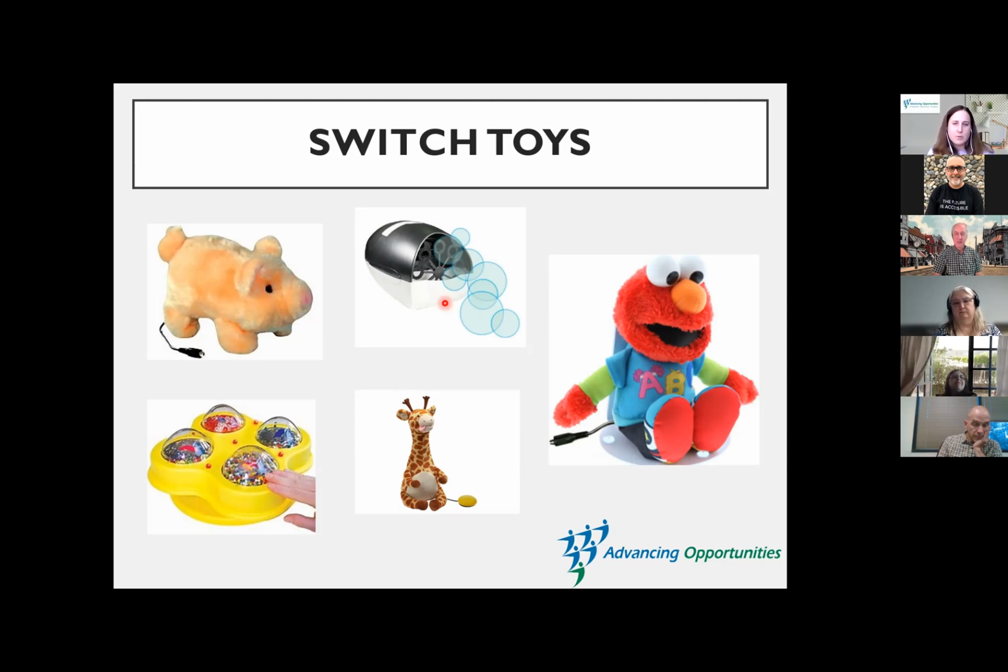We have the bubble toy like this. We also have one that's shaped like a train. And this is the All That Glitters by Enabling Devices. So it has visual feedback as well as auditory, and it's pretty popular. A lot of preschools have been reaching out to borrow this.